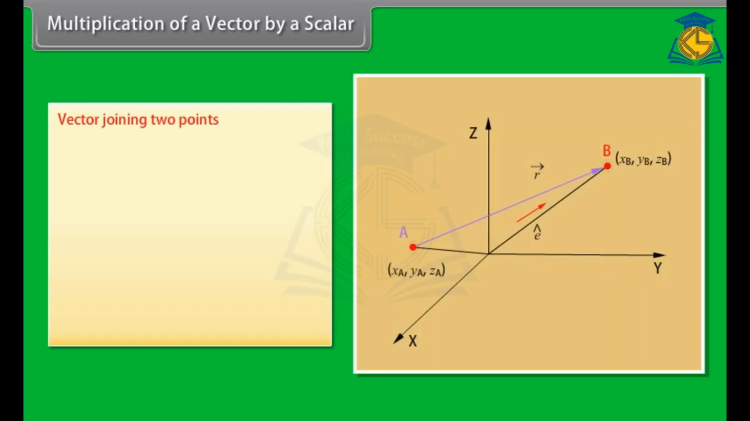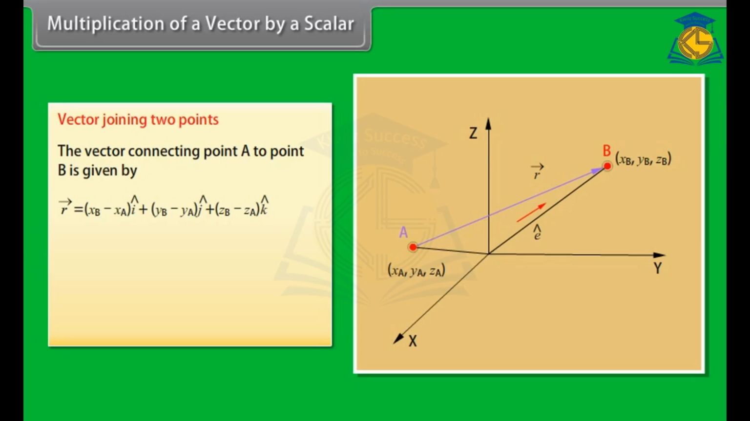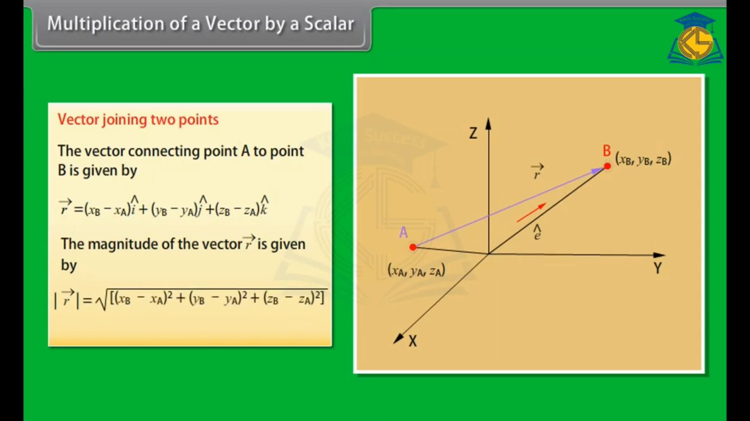Vector joining 2 points. The vector connecting point A to point B is given by vector R equals (xb minus xa) cap i plus (yb minus ya) cap j plus (zb minus za) cap k. The magnitude of the vector R is the square root of (xb minus xa) whole square plus (yb minus ya) whole square plus (zb minus za) whole square.